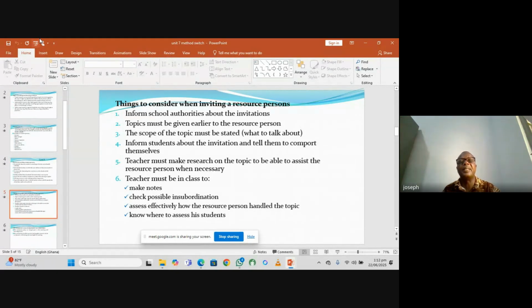Topics must be given ahead to the resource person to go through and put his or her thoughts together. You have to let the resource person know the scope, the limit which he or she will be talking about.